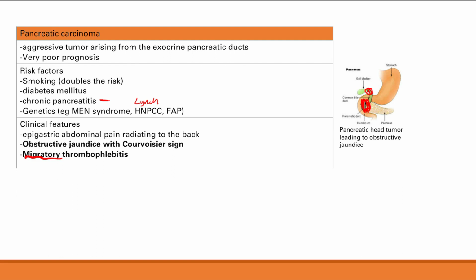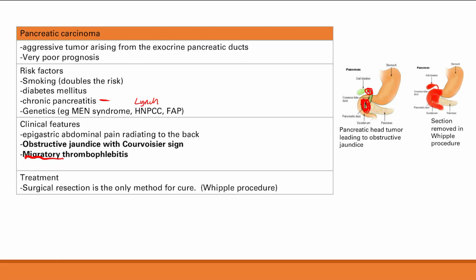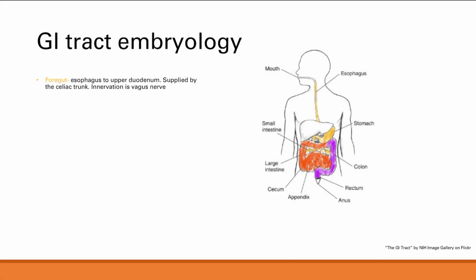Finally, the treatment here. Again, this is a very poor prognosis cancer. The only really good method for cure we have is surgical resection. But even if you do a good resection and get most of the tumor out, there's very poor prognosis. Even when you have a nice surgical resection, prognosis is still poor. Okay, and the way you do this is through the Whipple procedure.